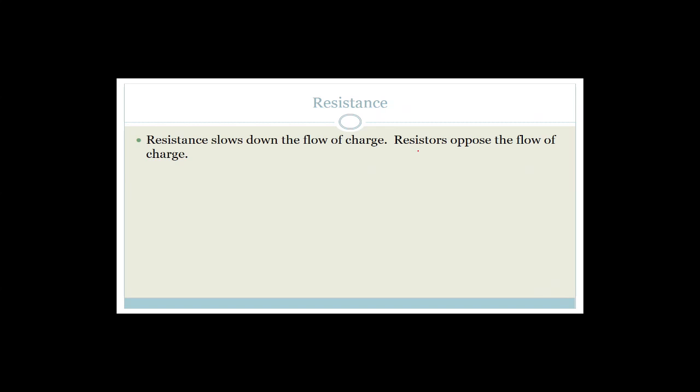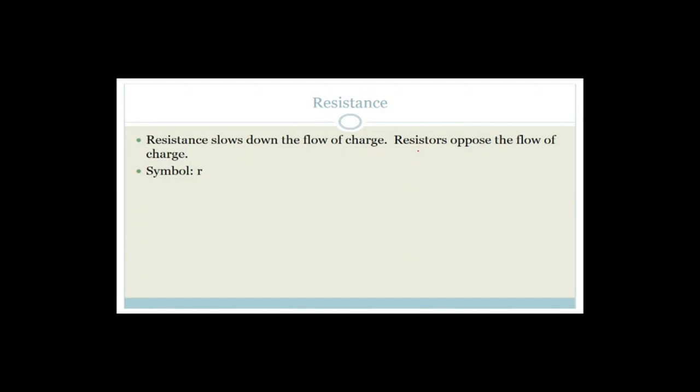So we've spoken about voltmeters. We know that voltmeters have a high resistance and therefore are connected in parallel. We've spoken about ammeters having low resistance, always connected in series. Now let's talk about resistors. Resistors slow down the flow of charge and they oppose the flow of charge. They can be anything: light bulbs, heaters, toasters, basically everything, except for ammeters. Even batteries have resistance. Everything that you connect into a circuit has some form of resistance.